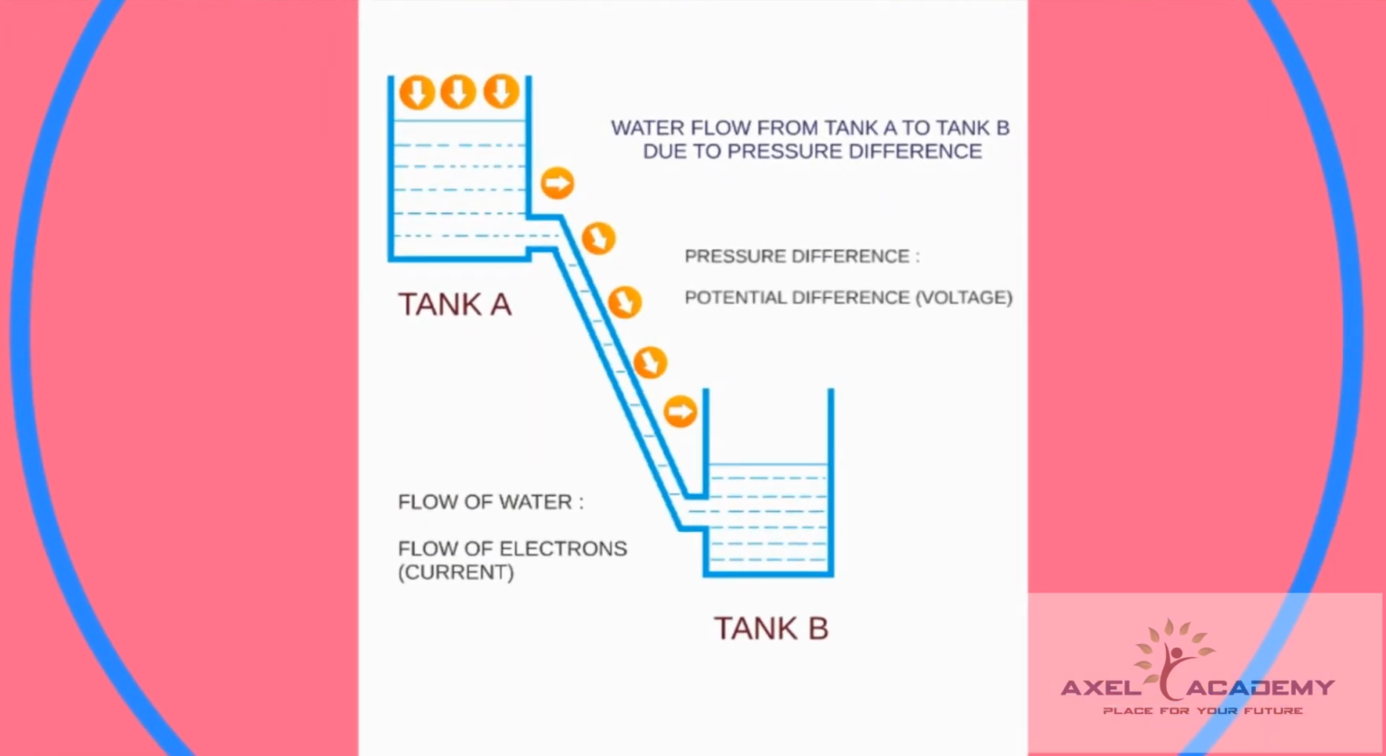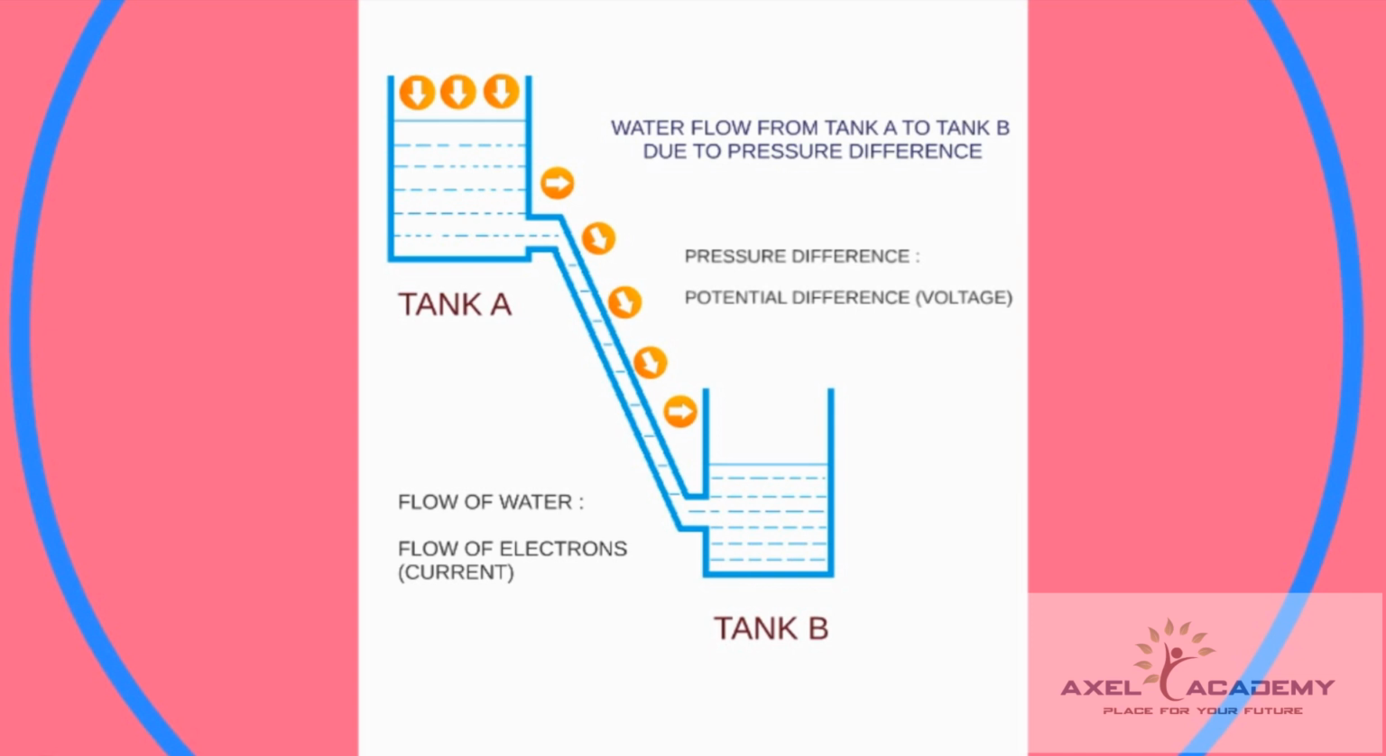We know that the flow of electrons in a conductor results in current. Then what is meant by voltage? Let's understand the difference between voltage and current with this simple example. Let's take two tanks, tank A and tank B. Tank A is kept at a certain height above tank B. The two tanks are connected with a pipe.